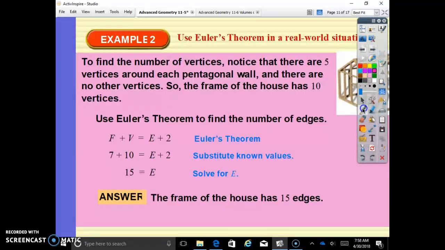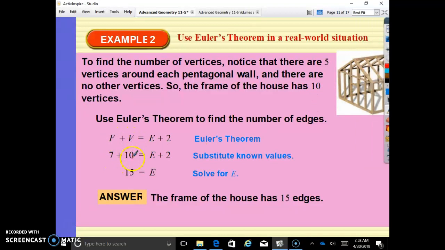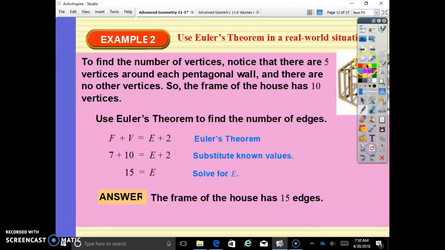All right, let's throw this into Euler's. So we had the faces were 7, the vertices were 10. The edges, they are solving for edges without counting. But if we looked ours up and we got 15, so 15 plus 2 is 17, 17 equals 17, so we know we're good. If you didn't want to count the edges, you could have always just thrown it into this formula and solved for E, which is what they did.